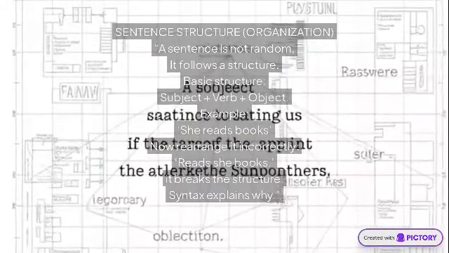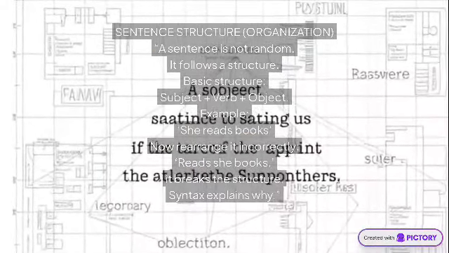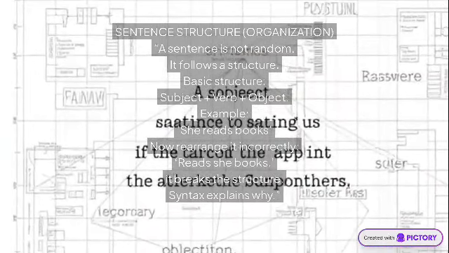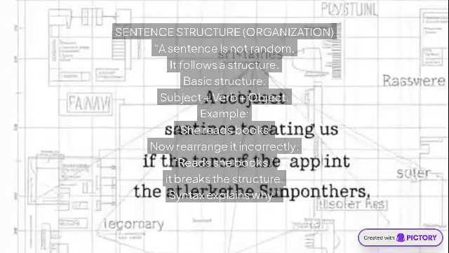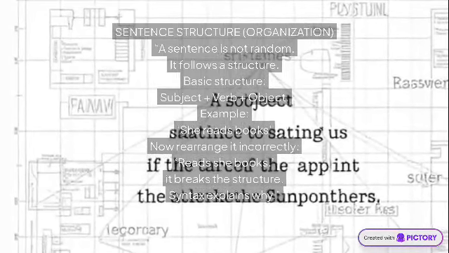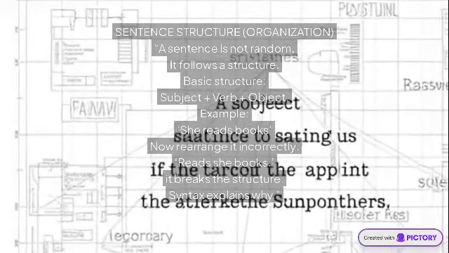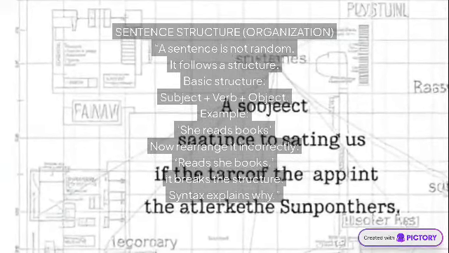Sentence structure, organization. A sentence is not random. It follows a structure. Basic structure: subject plus verb plus object. Example, "she reads books." Now rearrange it incorrectly. "Reads she books." It breaks the structure. Syntax explains why.